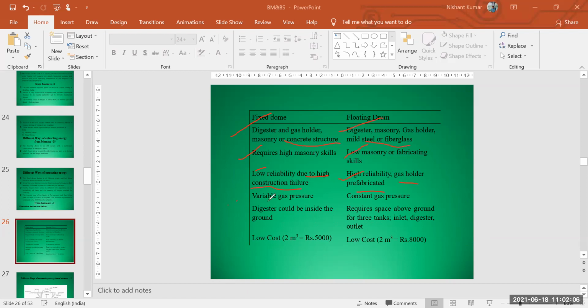Now, variable gas pressure versus constant gas pressure. A digester could be inside the ground, or it could be outside the ground. The floating drum requires space above ground for three tanks: inlet, digester, and outlet. Now cost, low cost. A 2 meter cube plant will cost you around 5,000, and the other is around 8,000. So comparatively it's okay.